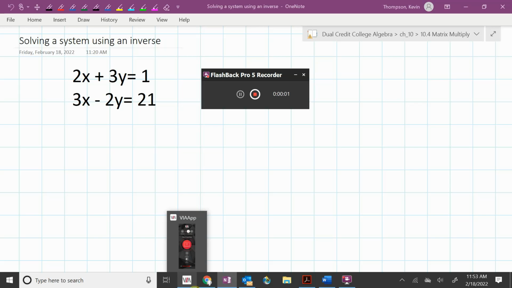A third method, another method to solve a system. Okay, so far, tell me the couple ways that we could solve a system like this. Like we know probably 3 or 4 at this point. Tell me one.